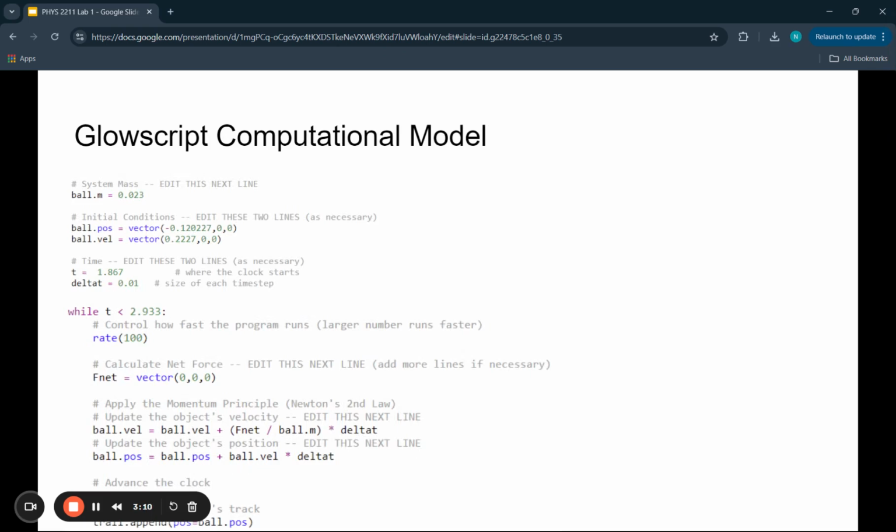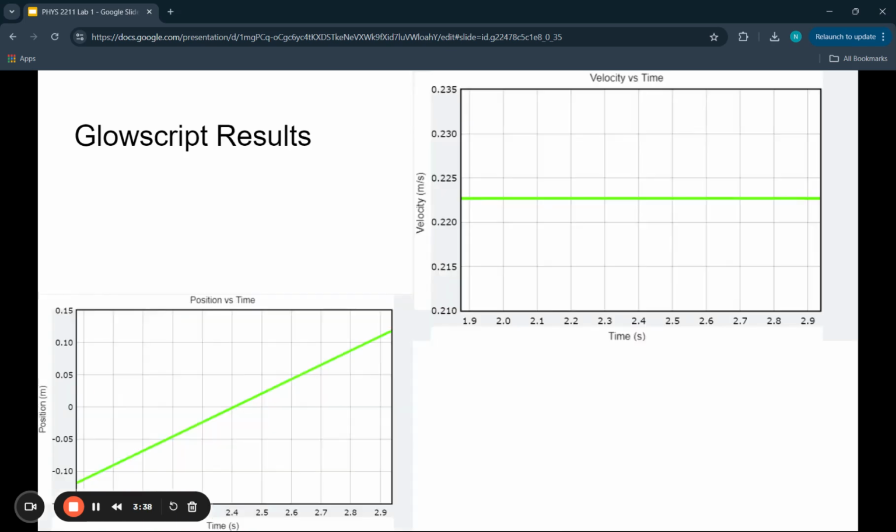This is the important GlowScript code that I used for the computational model. It takes into account our initial position and velocity vectors from the previous slide, as well as the position and velocity update formulas that I mentioned earlier. Note that the initial position that I list here is a little bit different. That's just because in order to line up the two times, I had to go one step before the observation time started, just to make sure that they started at the same time. This is how we create an iterative model.